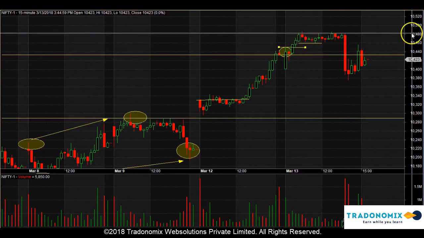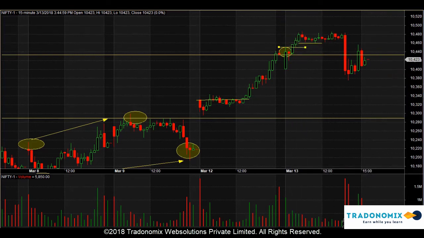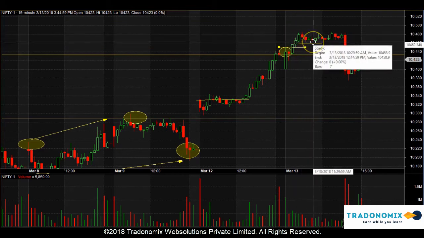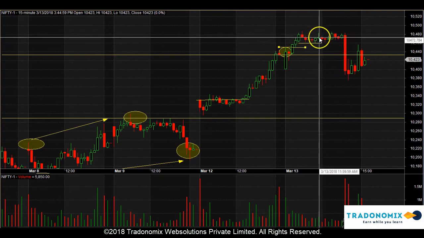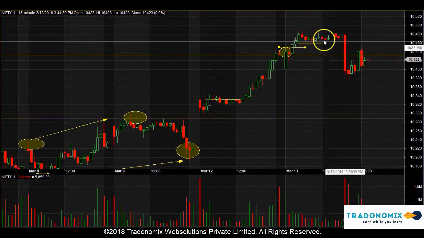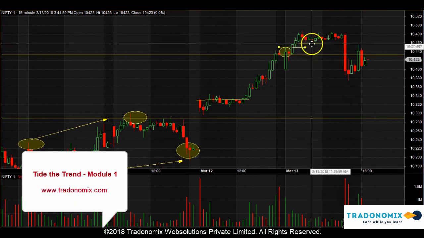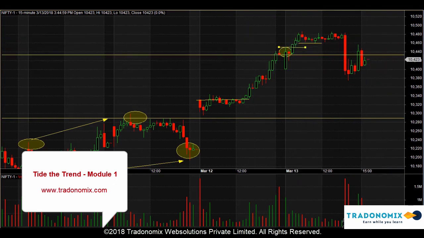for every 15 minutes. And here, if you see, ideally this is not the stop loss, because a stop loss is only when we form another higher minor pivot low. So these things are being taught in our course, Tide the Trend. You can follow us and take up the course through our website.